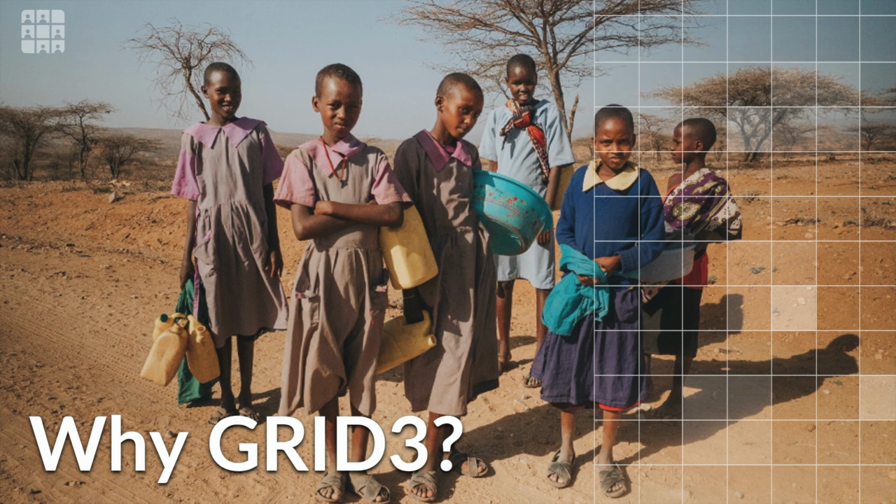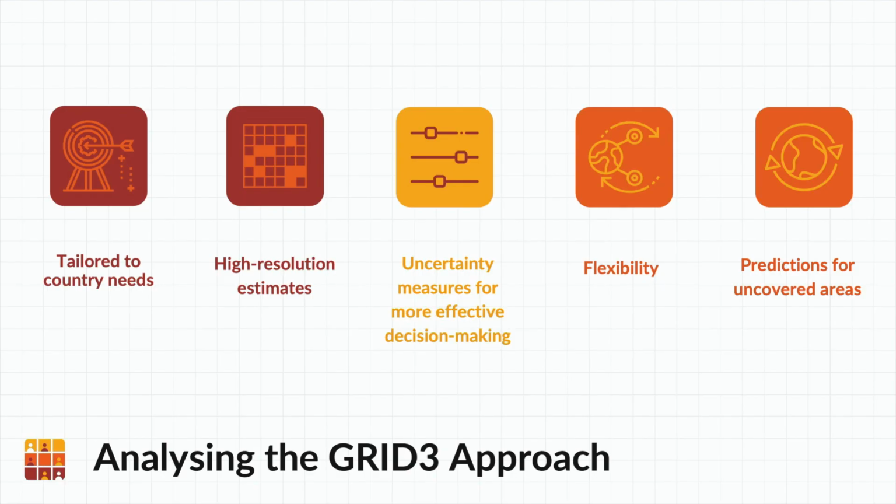In this section, I'm going to talk about the GRID3 approach to gridded population estimation. This approach has 5 essential characteristics. The main feature is that the work of GRID3 is adapted to the individual country's situation and needs. GRID3 uses the most accurate data available and tailors the modeling methods accordingly. The population estimation typically consists of population counts and age and sex structures within grid cells.